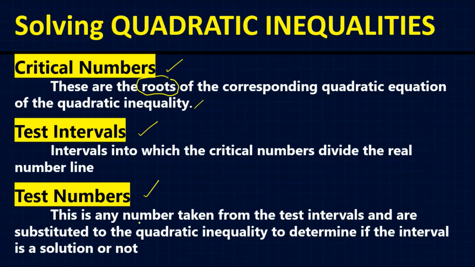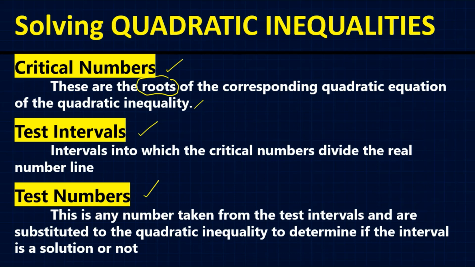And we have the test numbers. This is any number taken from the test intervals and substituted into the quadratic inequality to determine if the interval is a solution or not. This means we take one number from each test interval, and those numbers represent our intervals, to see if the intervals we get are solutions to the given quadratic inequalities.